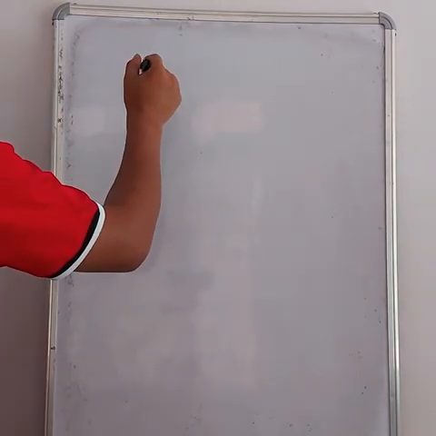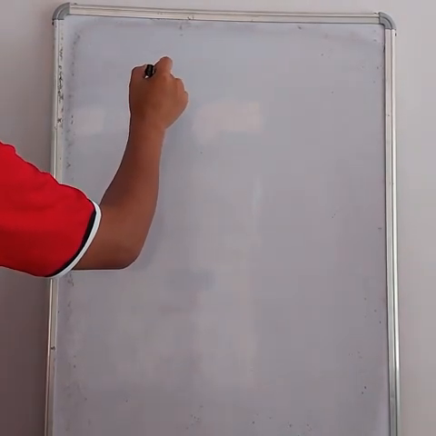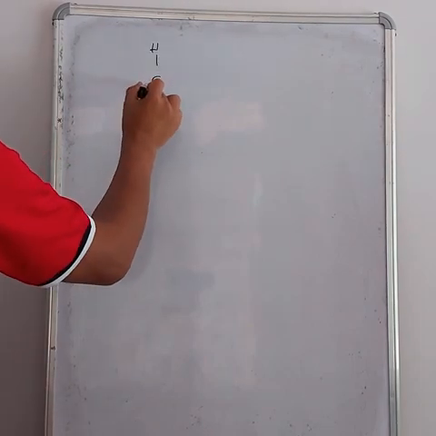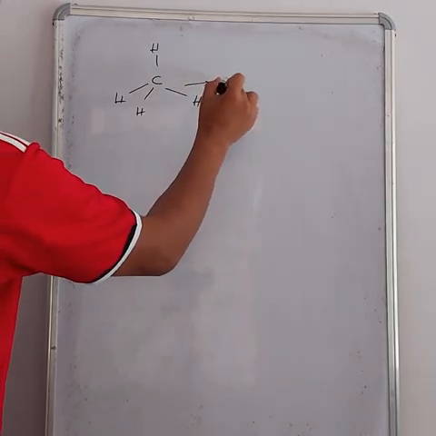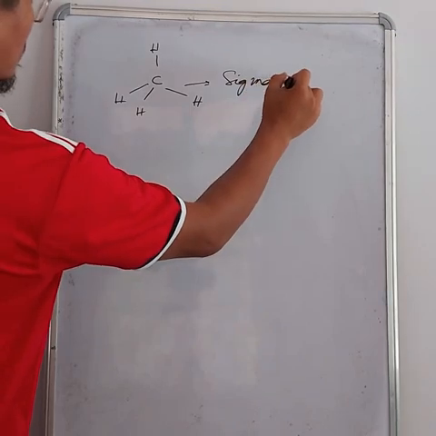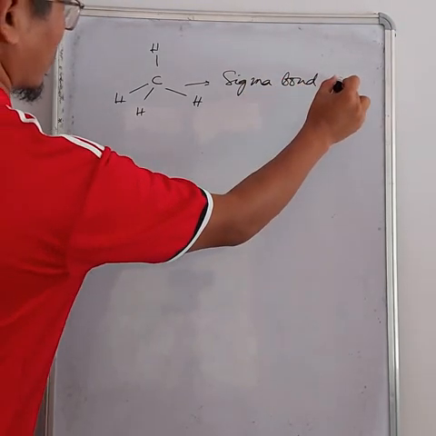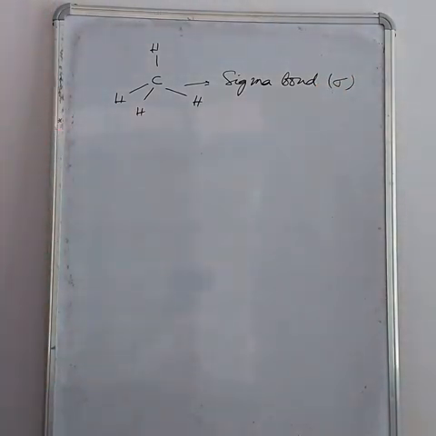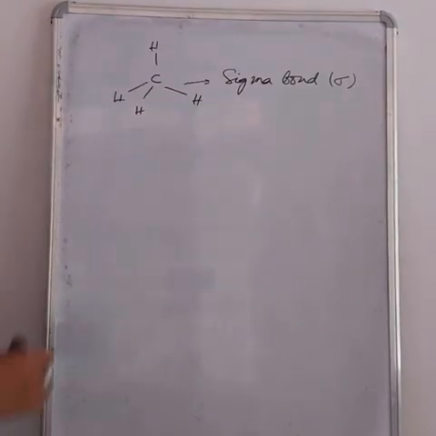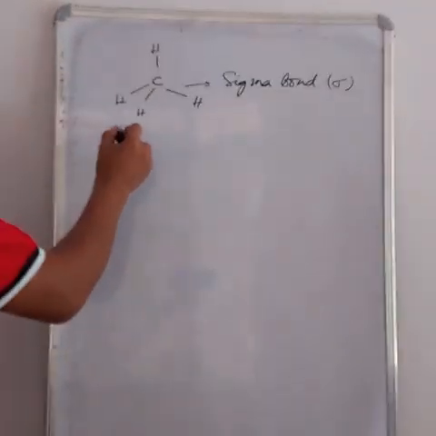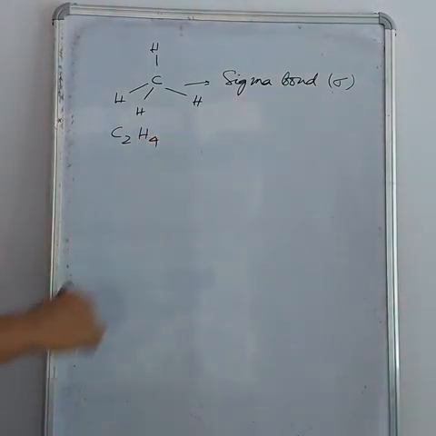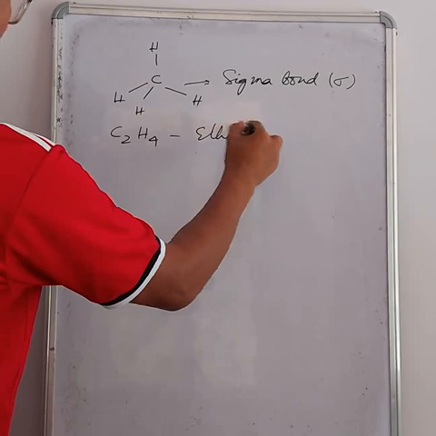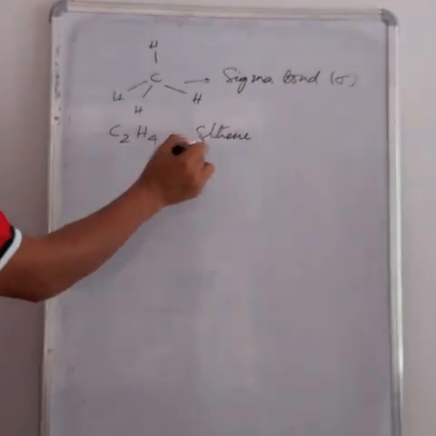Now, when we talk about methane, the bonds between carbon and hydrogen are single bonds, sp3 single bonds, and these single bonds are called sigma bonds, denoted by the Greek letter sigma. But what about C2H4, ethene?